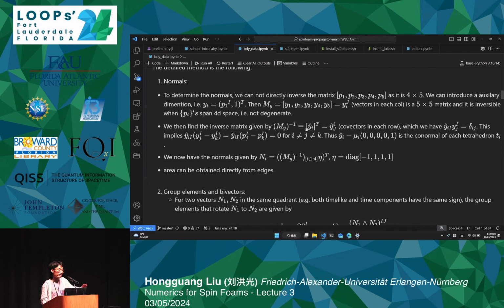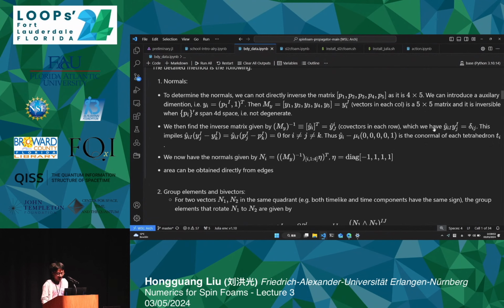This is just a linear algebra operation. And what is the meaning of this inverse? If I write the inverse, it is a covector in this 5-dimensional space that, contracted with this y_i, gives delta. So we find the co-basis of the y_i as the basis.